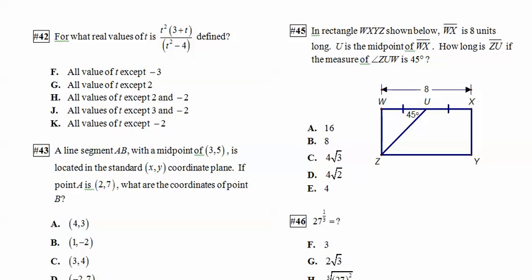For what real values of t is this defined? Well, this is a domain problem. Can't have 0 in the denominator. t squared minus 4 cannot equal 0. So if t equals 2 or negative 2, it's not going to work. So it's going to work for everything except for 2 and negative 2.